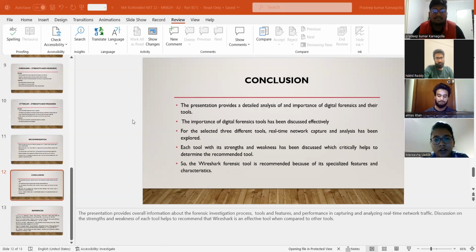And coming to the conclusion, the presentation provides overall information about the forensic investigation process and the tools' features and performance in capturing and analyzing real network traffic. And the discussion on the strengths and weaknesses of each tool helps to recommend Wireshark as an efficient tool compared to all the mentioned tools. And that's it, sir. And next one is the references.